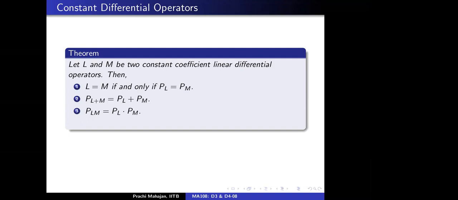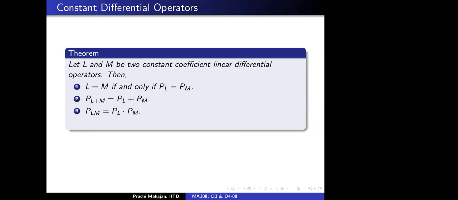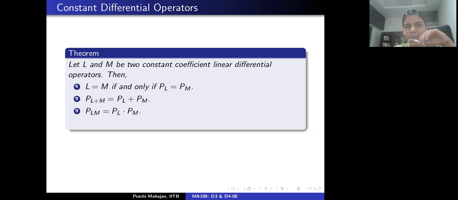Excuse me, ma'am. Yes, please. I just wanted to clarify that P_LM means applying M to a function and applying L to a function, whatever I get, we multiply them, right? And not L dot M. So you're saying composition and product. Is that what you're trying to say? This is product here. LM is product. For composition, you have a parenthesis. Right. Okay. Thank you.